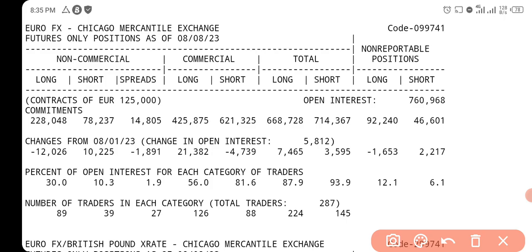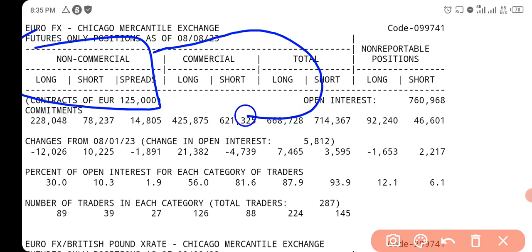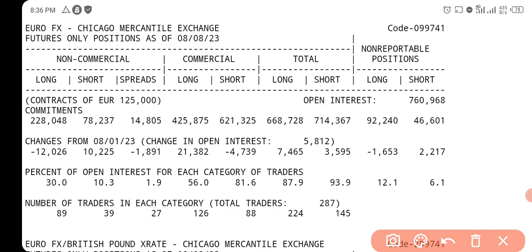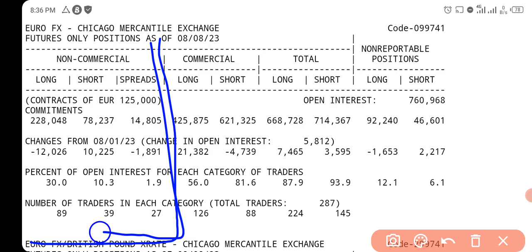Now this is the non-commercial. This is the commercial, and this is the non-reportable position. Now let me explain something. The non-commercial, this is the data we need. The non-commercials are the people that are in the market to make money. That's the big traders, the bank traders. They are in the market to make money.